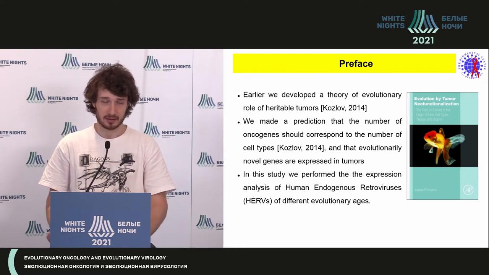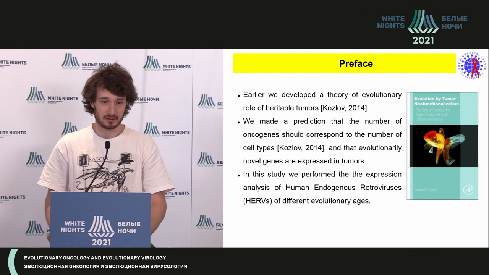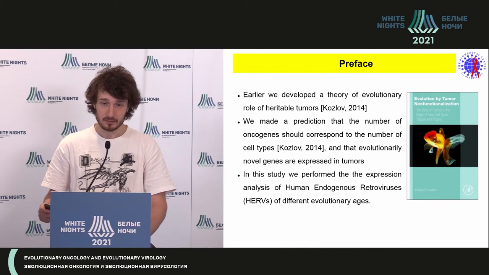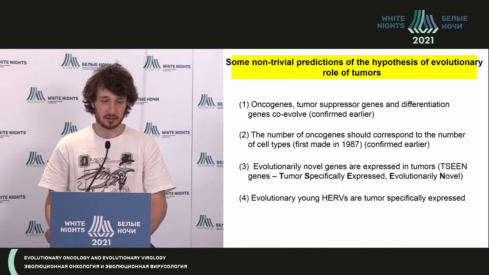In the same study, we analyzed expression of the endogenous retroviruses family, HML-2, located at X chromosome. And also endogenous retrovirus HEMO, which is the oldest of the retroviruses currently known.